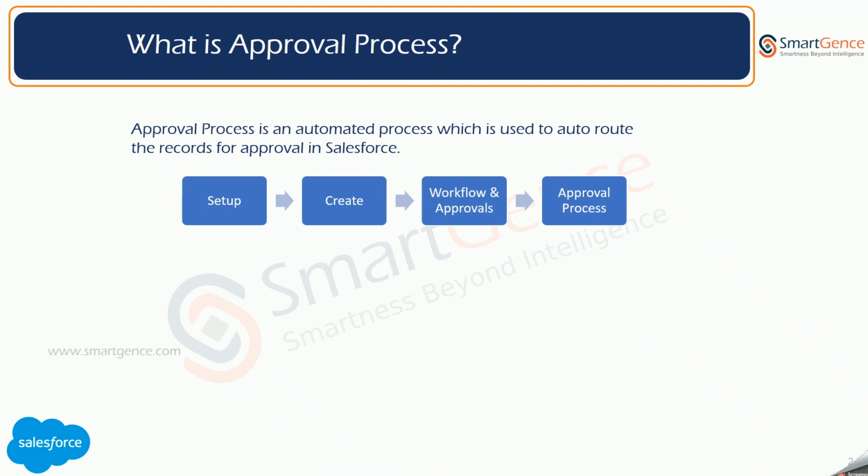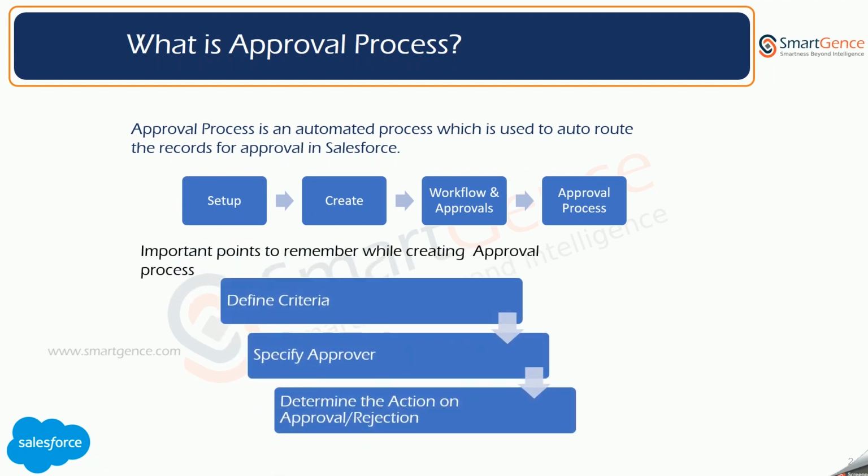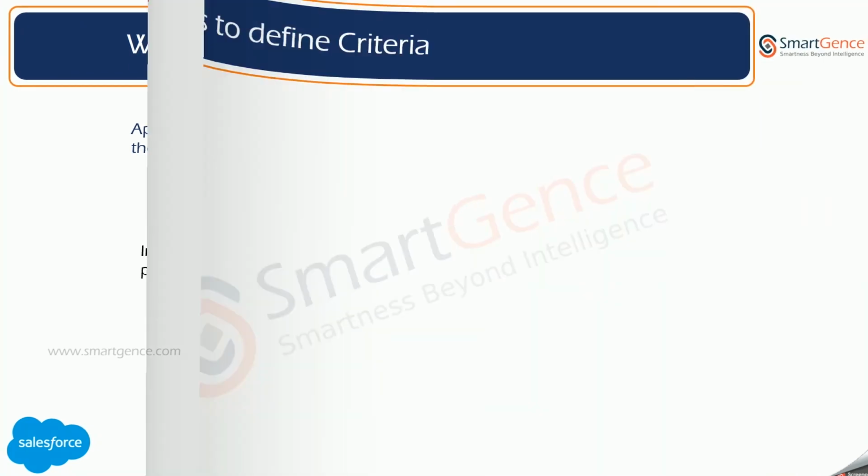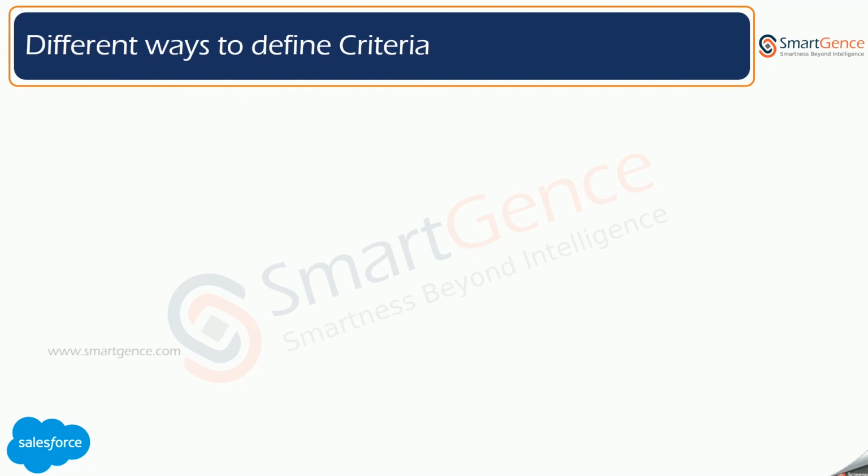There would be this approval process, where we would be able to create the approval process, defining the criteria, specifying the approvers, and determining the actions if the particular record being routed for approval is approved or rejected by the approvers we have specified. So there are different ways to define a criteria.